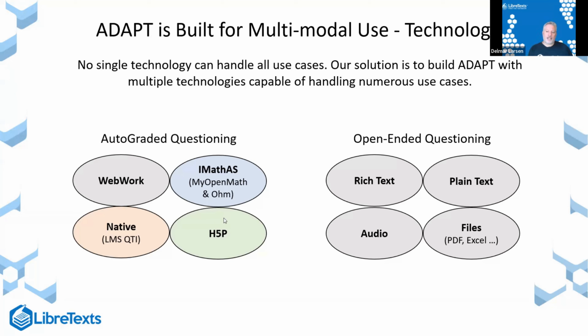This third one is H5P. Many of you may have heard of it before. It's about 11 and a half years old. It was born out of a project north of the Arctic Circle in Norway.